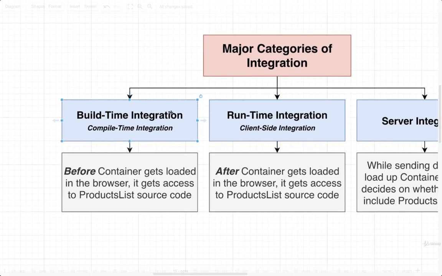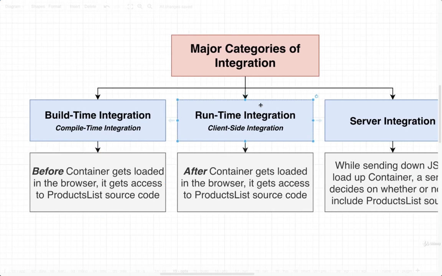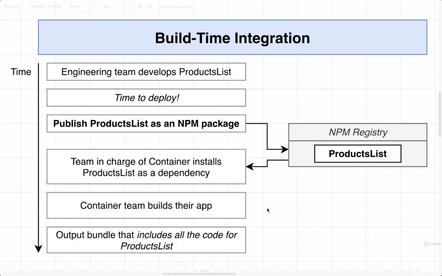Whenever we hear about build time integration, we are saying that we are going to make sure that our container gets access to the products list source code before the container is loaded in the browser. With runtime integration, we are saying that the container is going to get access to the products list and the cart source code after the container is loaded in the browser. So a very small distinction there, but it turns out that that distinction is rather important. So let's take a look first at an example of build time integration.